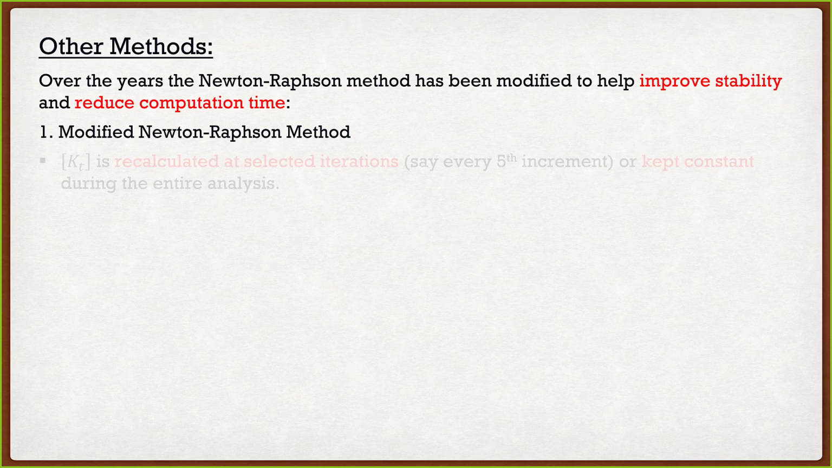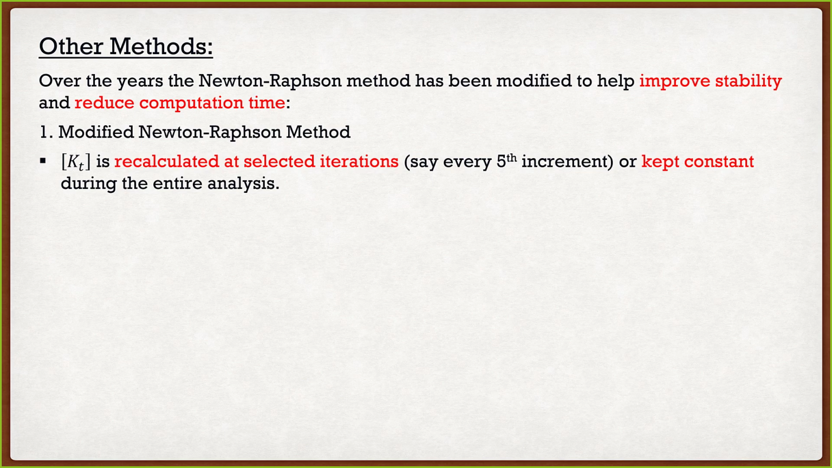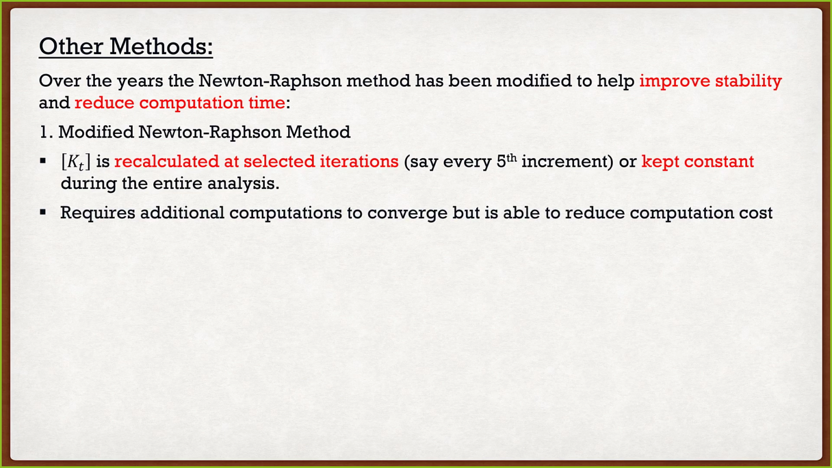All this method does is say that KT, which we recalculated at every increment, we're now only going to recalculate at select increments, or we're just going to keep it the same for the entire analysis. This requires additional computations to converge, but overall it reduces the computation cost, because the cost of those additional computations is less than the cost of recalculating KT. So that's the modified Newton-Raphson method.